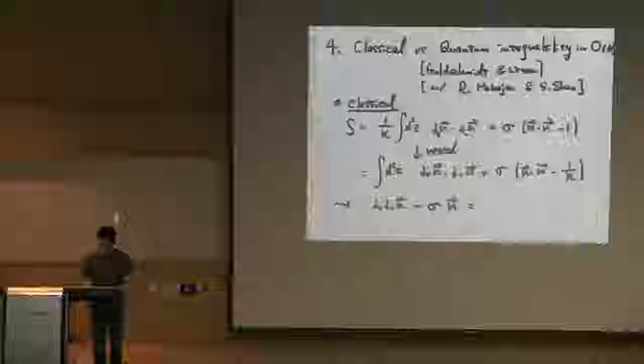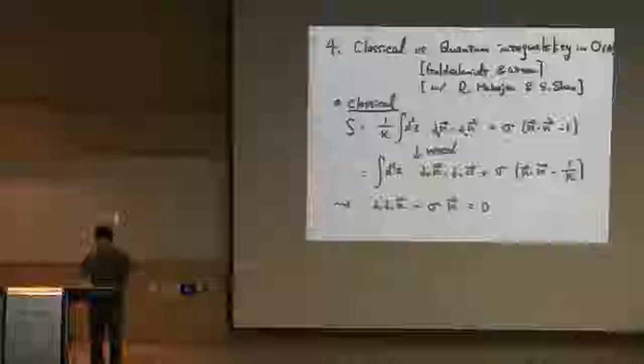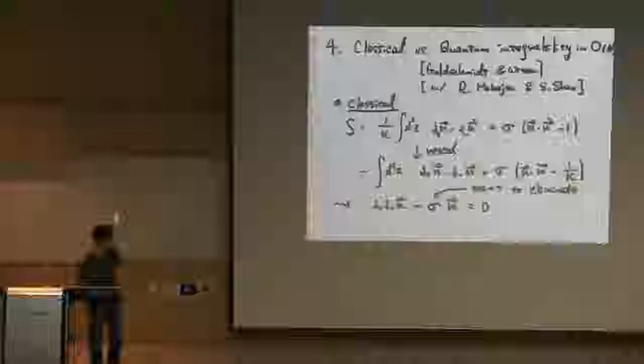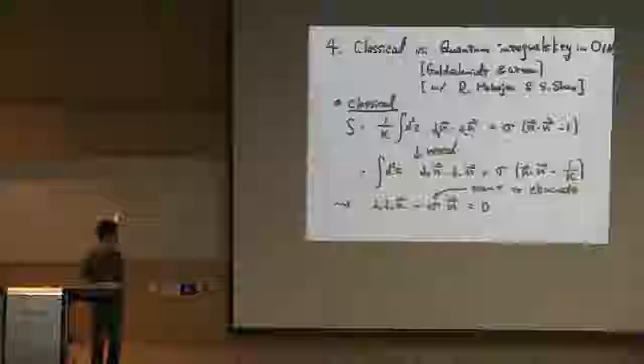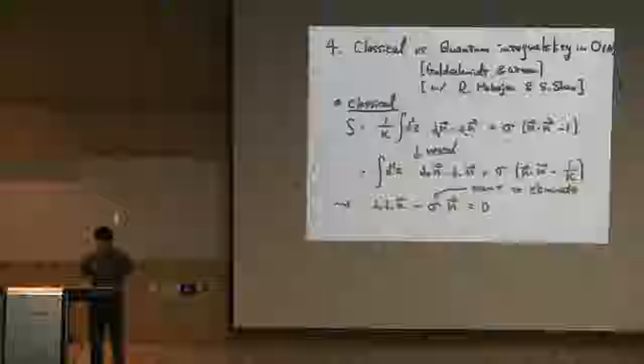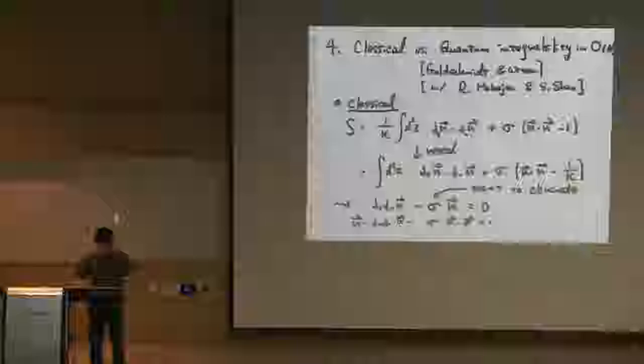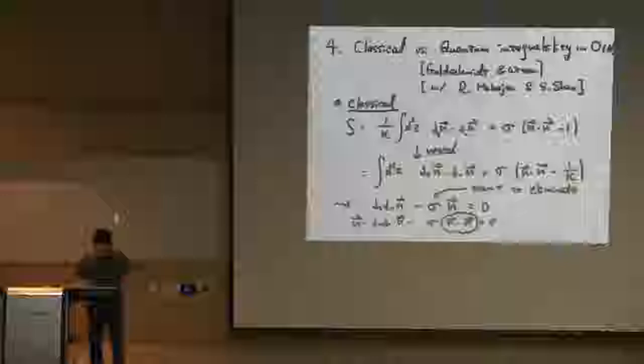But of course, that's not the end of the story. We also need to eliminate sigma. There is a very simple way to eliminate this sigma. The idea is to take the left-hand side and consider the inner product with the vector n. If you do so, what you get is n dotted with del plus del minus n vector, minus sigma n vector dotted with n vector, equals 0. And we know, because of the constraint, this is nothing but 1 over kappa.